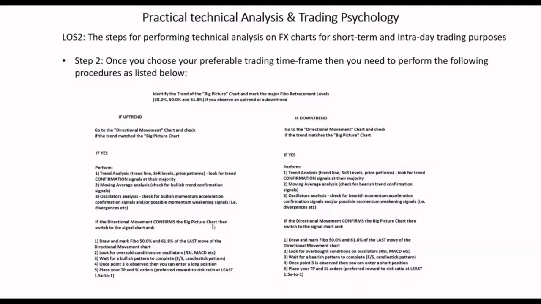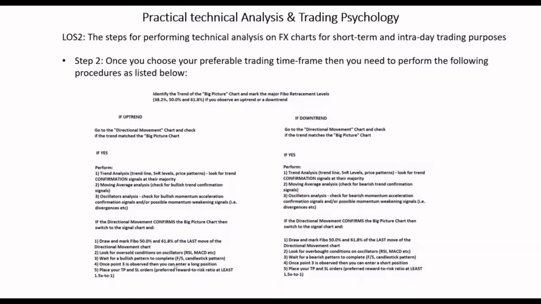Now, if the directional movement confirms the big picture chart, then switch to the signal chart and, number one, draw and mark Fibo 50 and 61.8% retracement levels of the last move of the directional movement chart. Number two, look for oversold conditions on oscillators, RSI, MACD, etc. Three, wait for a bullish pattern to complete, a failure swing, a candlestick pattern. Four, once point 3 is observed, then you can enter a long position.